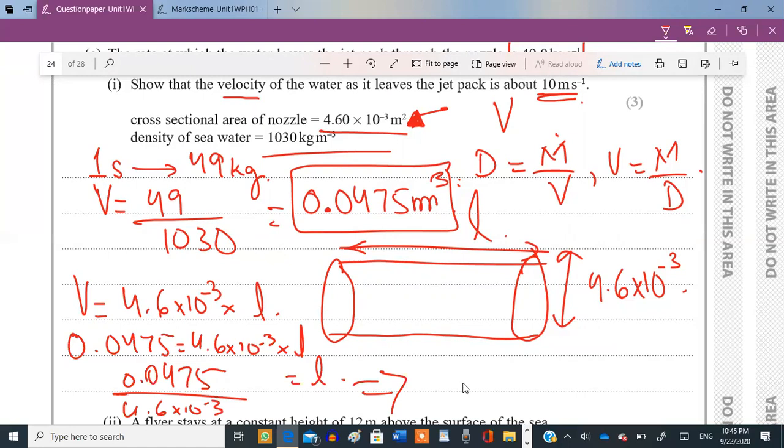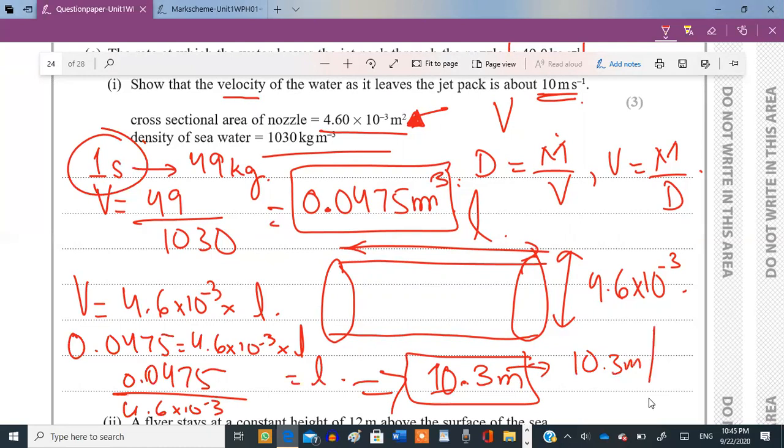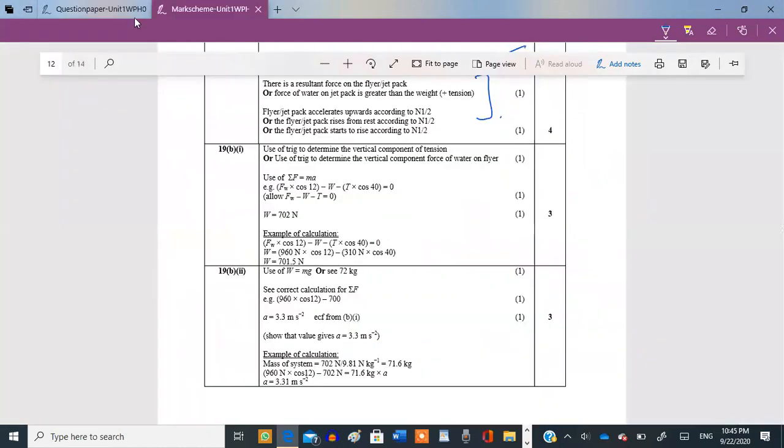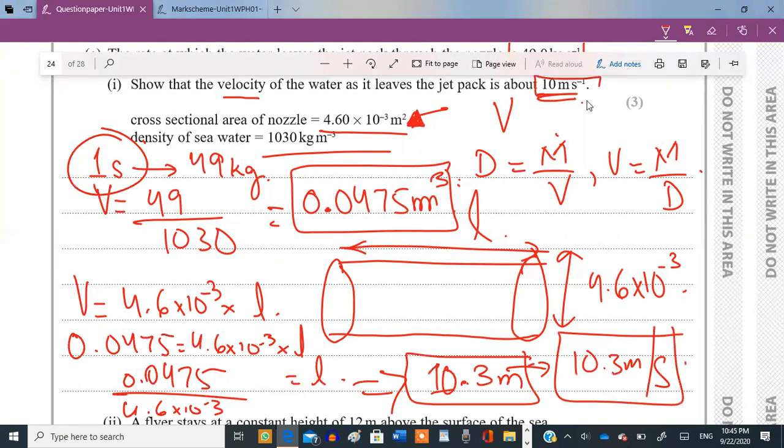And that's 10.3 meters. This is the length which is covered in 1 second. So this is actually your speed, 10.3 meters per second. Get it? 10 meters per second. This 10.3 is 10.